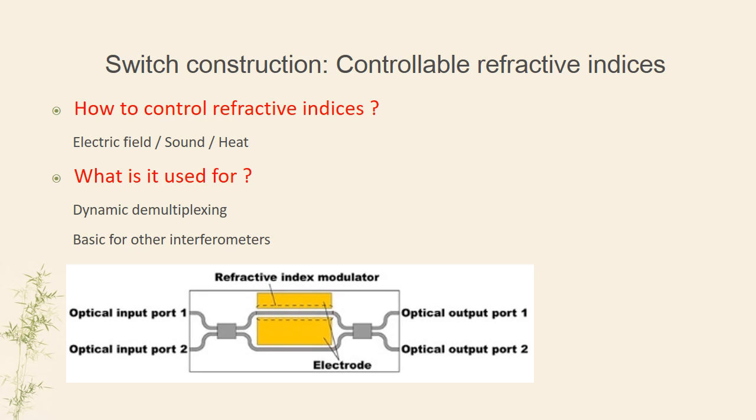Now let's talk about controllable refractive indices. To control refractive indices, we can apply electric field, sound, or light. And by controlling it, we can achieve dynamic demultiplexing. It also serves as the basis for the other interferometrics, just like this.